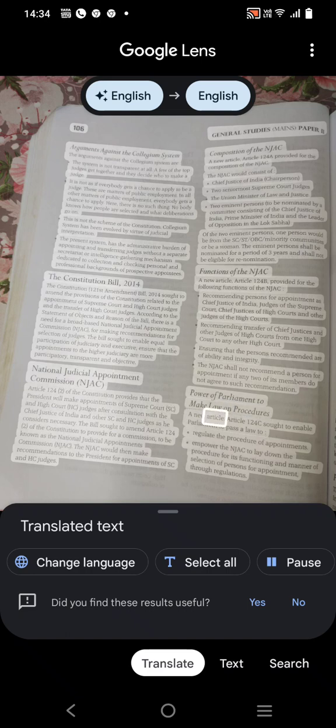Power of Parliament to make law on procedures. A new article, Article 124C, sought to enable Parliament to pass a law to regulate the procedure of appointments. It also empowered the NJAC to lay down the procedure for its functioning and the manner of selection of persons for appointment through regulations.